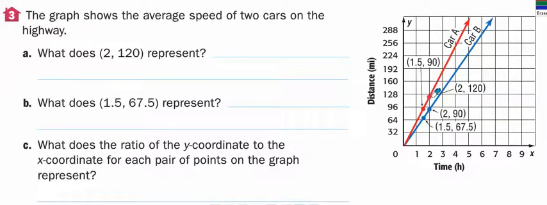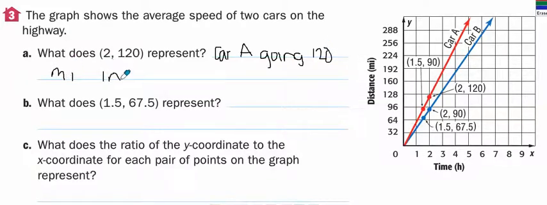So it is when car A, because it's red, goes 2 hours and 120 miles. So we've got car A going 120 miles in 2 hours.